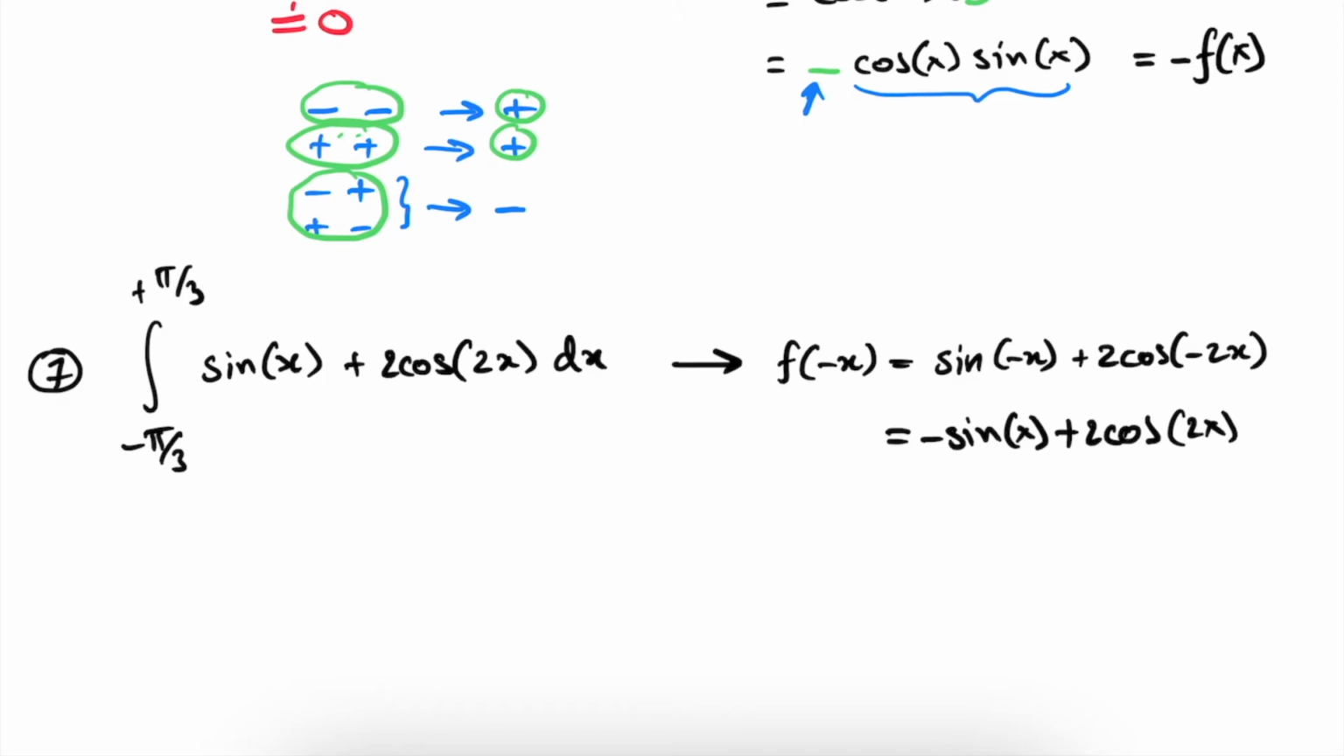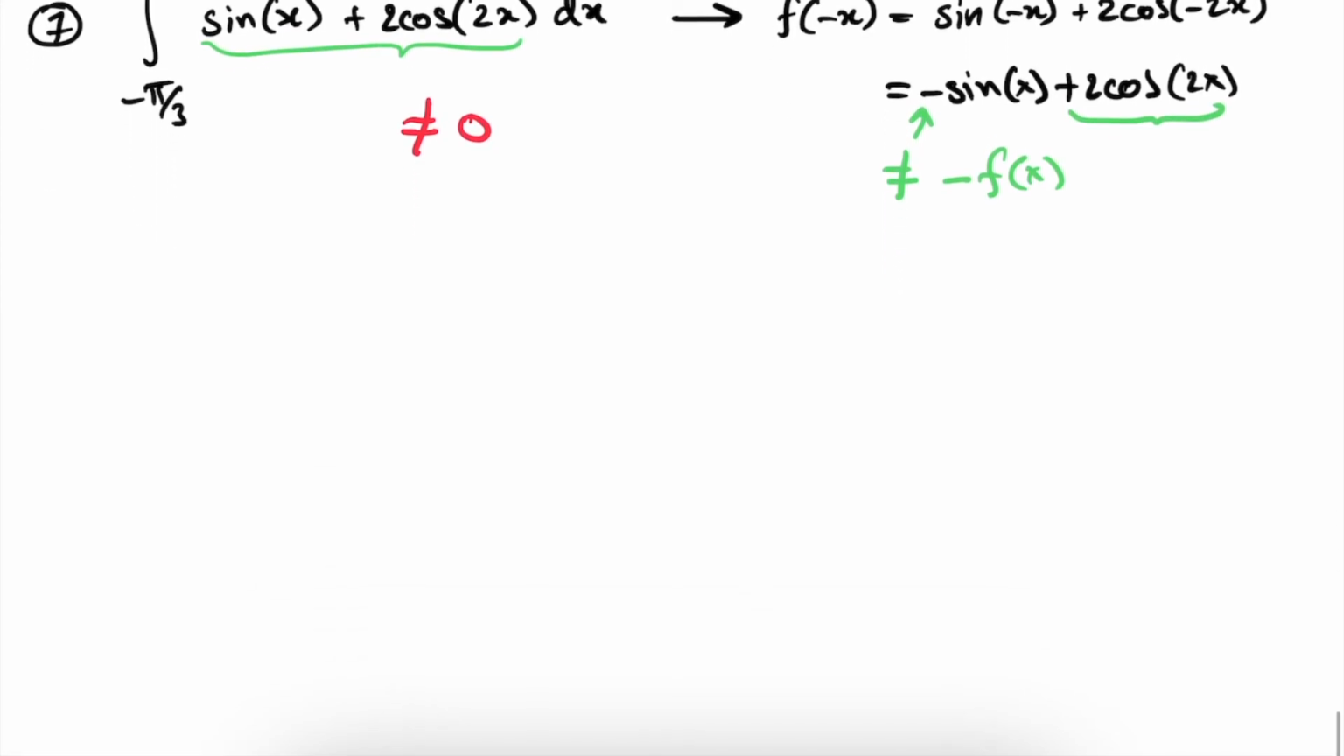And we see here that we don't quite get our original function, because we do get this minus sign here from the sine function, but we lose the minus sign for our cosine function. So this is definitely not equal to minus f of x, and therefore this is not an odd function, and we cannot say that this integral is necessarily 0. It could be 0, but we cannot determine that out of the gate.